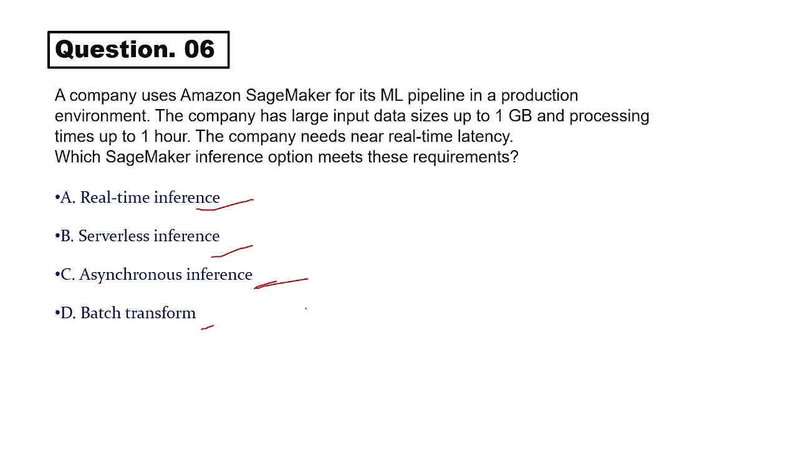Okay, now let me reveal the correct answer. Option C, that is asynchronous inference, is the correct answer here, because asynchronous inference is a capability of SageMaker AI that queues incoming requests and processes them asynchronously. This option is ideal for requests with large payloads, long processing times, and near real-time latency requirements. So this option is correct here.